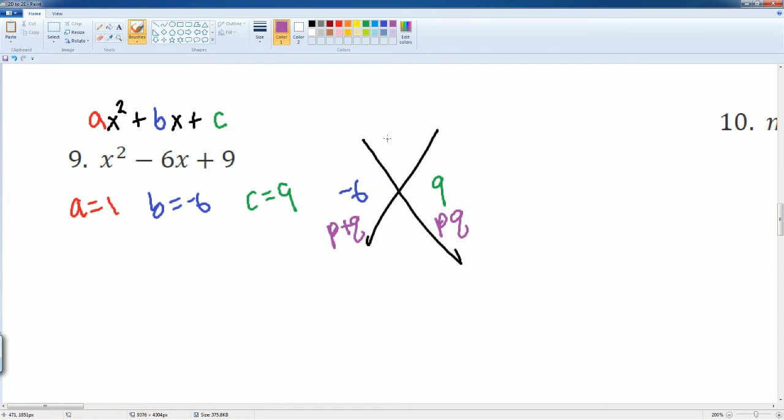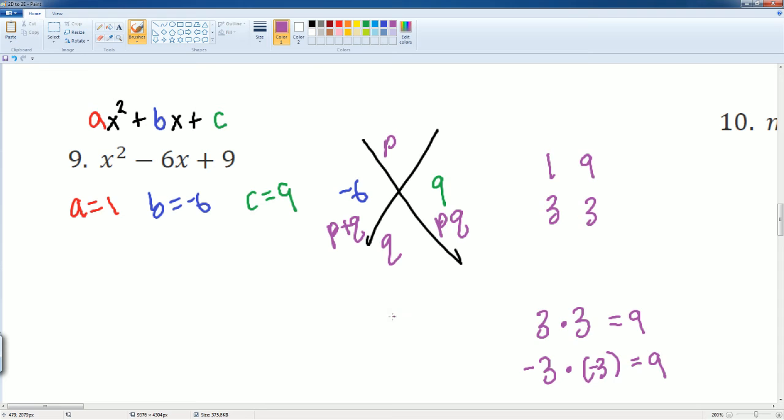Let's go through our different choices. We start at 1 and 9. That doesn't look like you can make 6 in any way. 2 and no. Ooh, what about 3? Yeah, 3 looks like it works. Let's see. So 3 times 3 is equal to 9, or you can have negative 3 times negative 3 gets you 9.